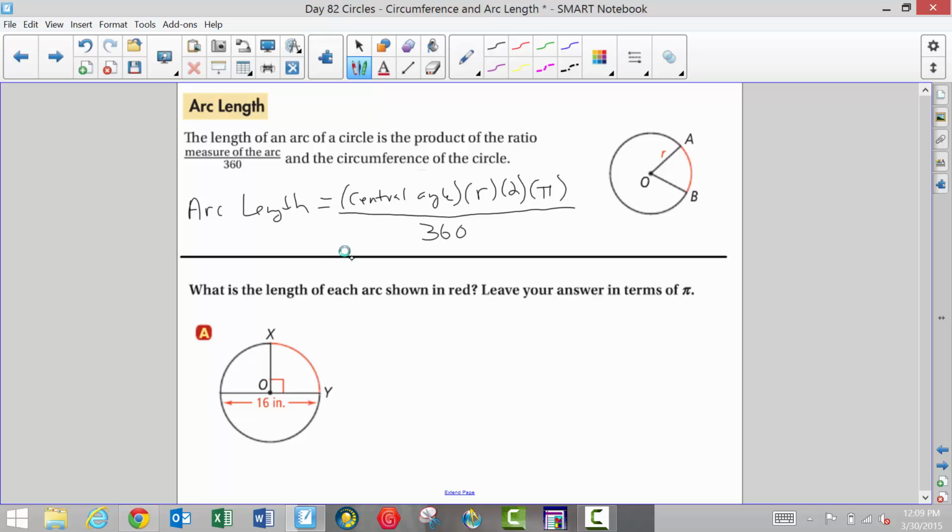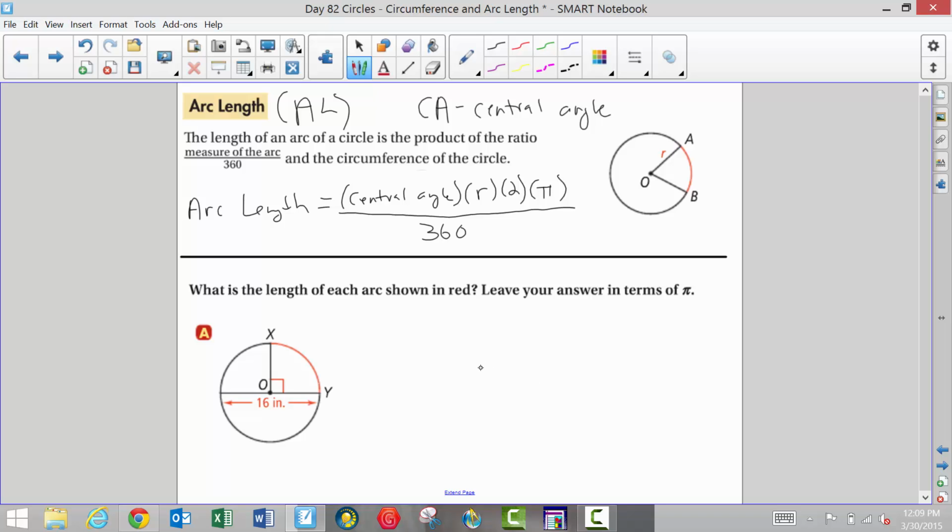So if you want to find arc length, you need the central angle. Don't forget the central angle is also equal to the arc measure. I'm going to abbreviate arc length as AL, and CA will be the central angle.